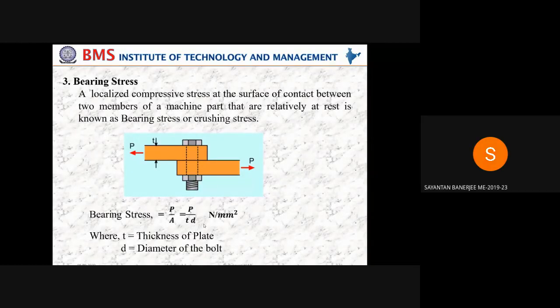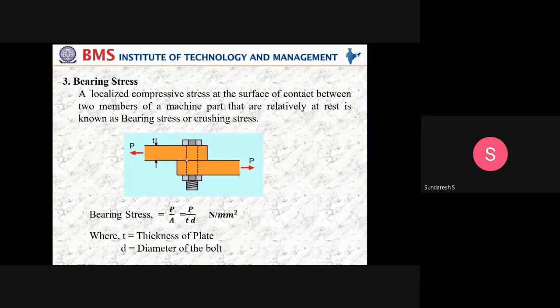Sir, here it is assumed that the bolt itself doesn't undergo any stresses, right? No, not stresses. It is stationary. The two bodies colored in orange will undergo stress, but what about the bolt itself? Please understand here, it is relatively at rest. The machine part here that we have taken is a bolt.